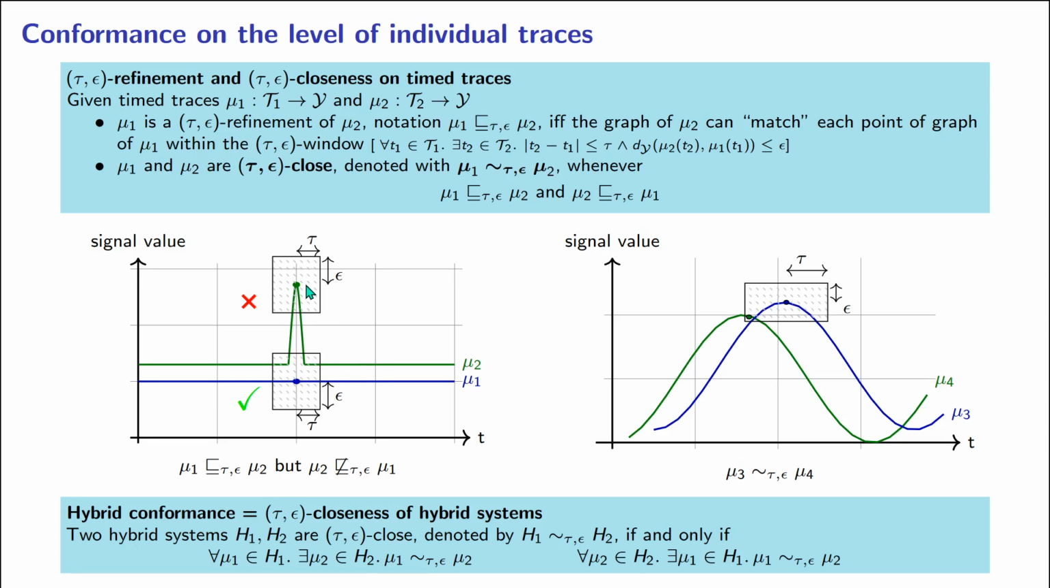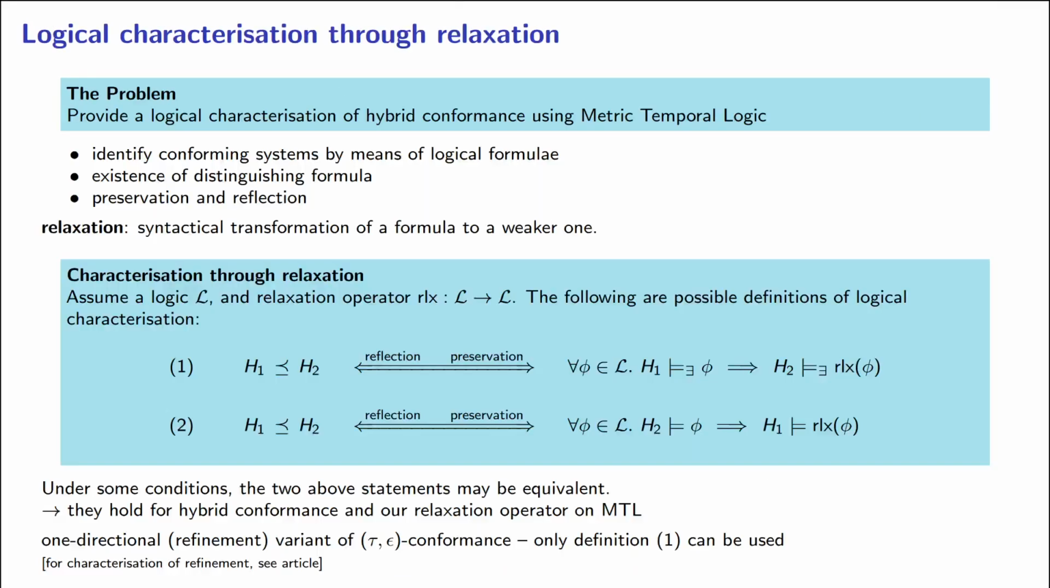On the other hand, mu2 is not a tau epsilon refinement of mu1 because the spike point can't be matched by mu1. So our main conformance relation is tau epsilon closeness, which is when we have mutual tau epsilon refinement of two traces, so they mutually match each other. And we also lift the definition to systems, so the two systems are tau epsilon close, and for each trace of one, we can find a tau epsilon close trace in the other, and vice versa. So we have specified our conformance relation and the logic.